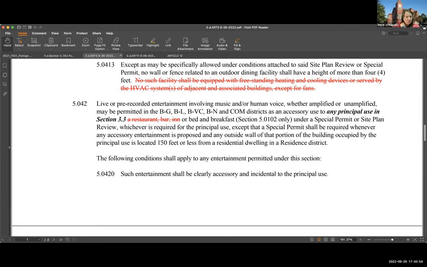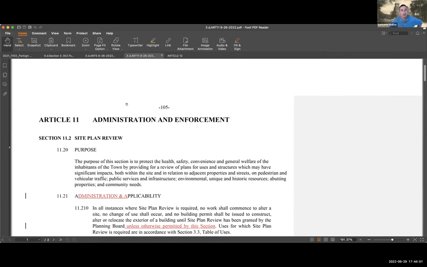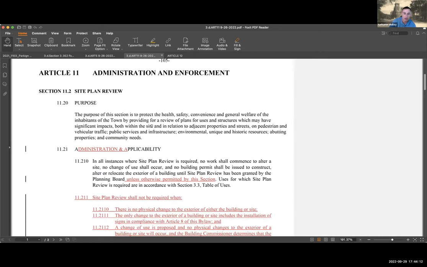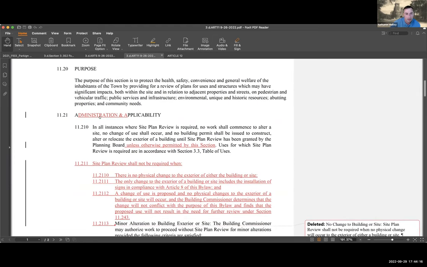Mm-hmm. Now we go to, I guess, Article 11 next. Sure, Article 11. It's administration and enforcement. This is where we talk about site plan review and what can happen administratively. What we're doing is changing 11.21. It really is just applicability now, and we're calling it administration and applicability.